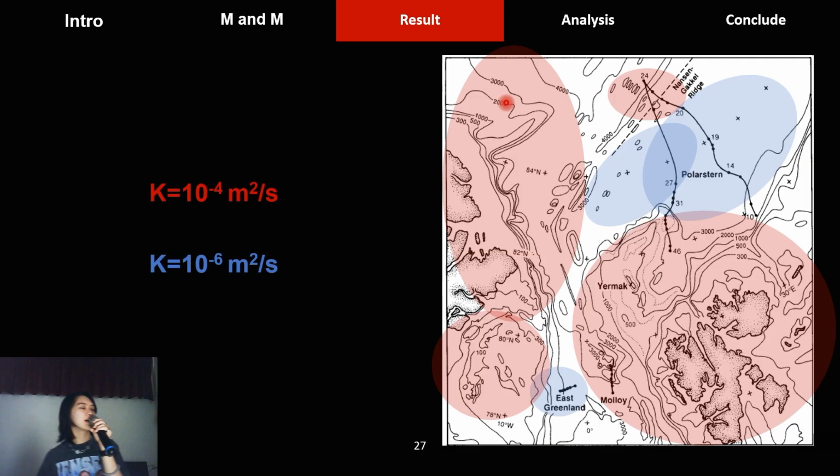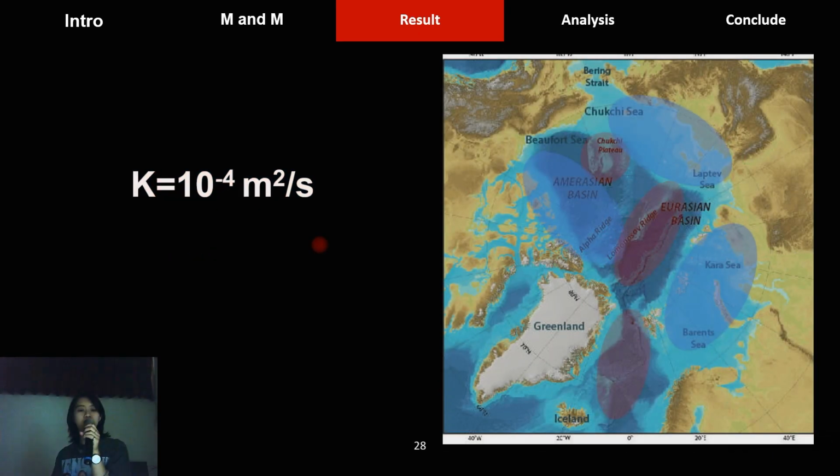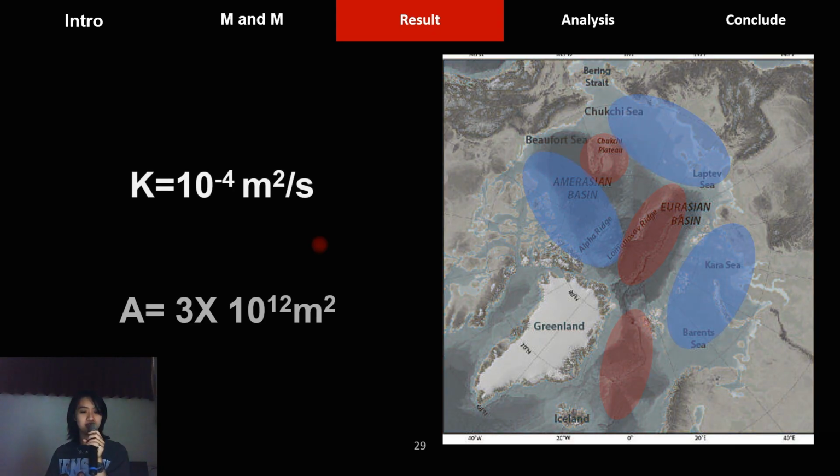If you forget the K number, well, let me show you. The K number at the rough area is about this amount, and at the flat area is about this amount. They are about 100 times apart, which means we can ignore the K value at the flat area, only focus on the K value at the rough area, and apply it to the whole Arctic Ocean. Let me make it black and white, just like my life.